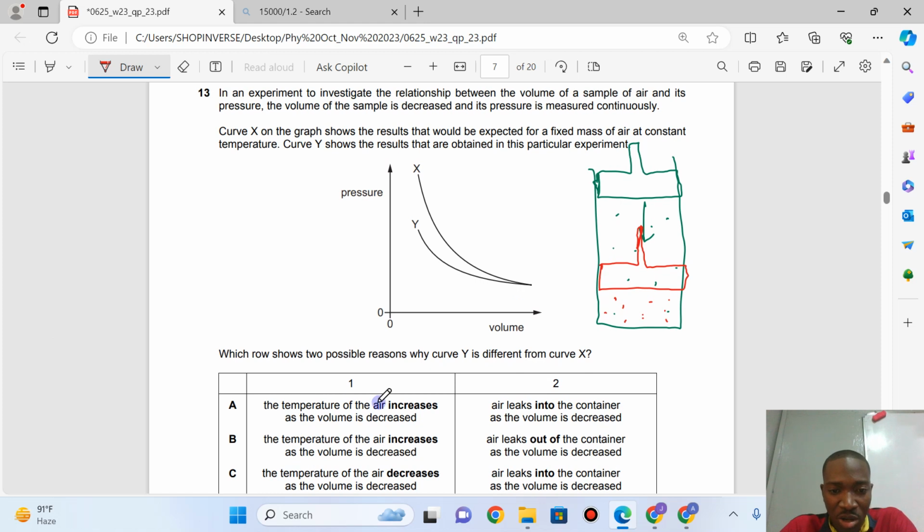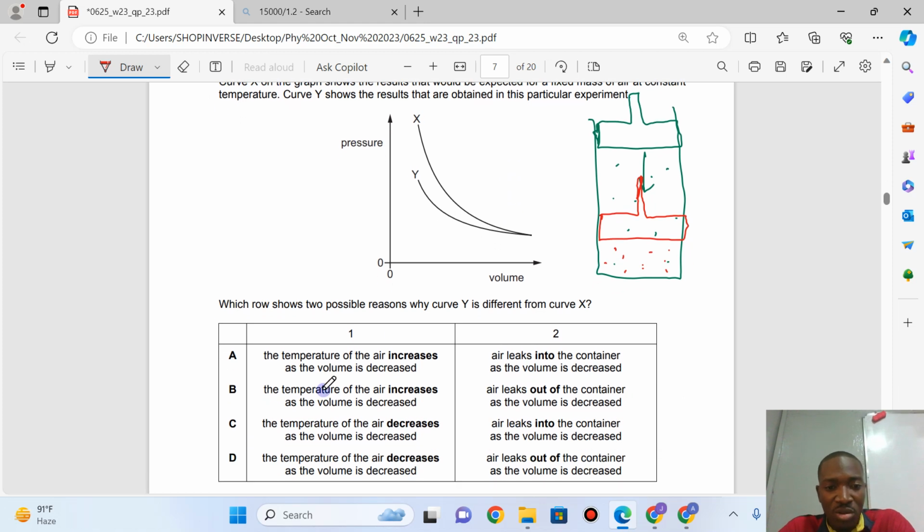A, the temperature of the air increases as the volume is decreased. If temperature is increasing as volume is decreased, what does that mean? It simply means pressure will be increasing. So it's supposed to look like this or even worse than this, not coming up to this level. Let's see the next one. The temperature of the air increases as the volume is decreased. No, it's not that.